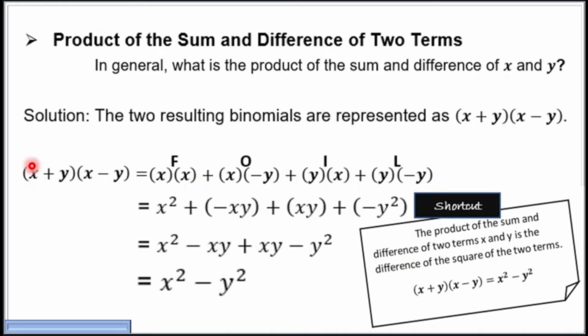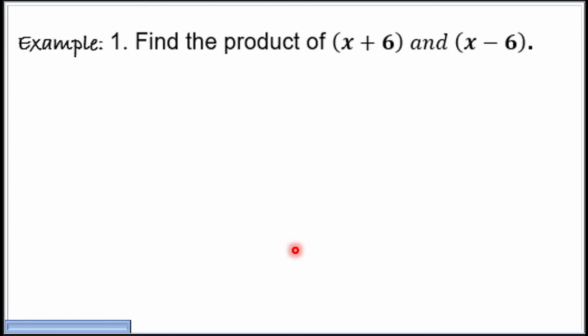So x, the quantity of x plus y times the quantity of x minus y, you can already multiply it like that. So that is x squared minus y squared. No need to show this one, but in this case, I will show the solution so you can understand how the shortcut or theorem comes about. Okay, that was an example.